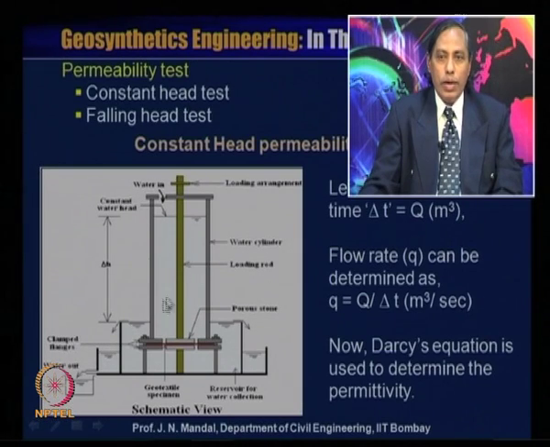So, let the total storage of water at the time delta T be equal to Q meter cube. So, flow rate q can be determined from this equation, small q is equal to capital Q by delta T meter cube per second. Now, this equation is used to determine the permittivity.